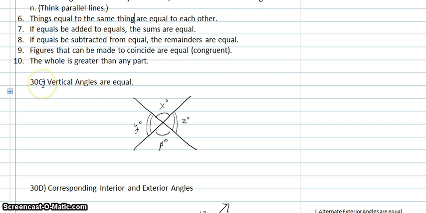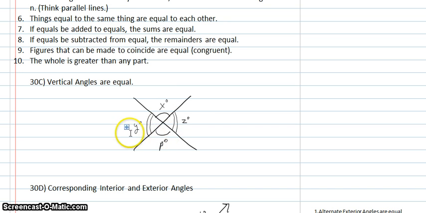Alright, and then on to vertical angles, part C. Vertical angles are equal. So if we look here, we know that x plus z would give us 180 degrees because they would make a straight line here. And I also know that p plus z would make 180 degrees because it makes a straight line. So these would be equal. If you go back to equals added to equals, the sums are equal. So because both of these would add to the z and give us 180 degrees, they must be equal.